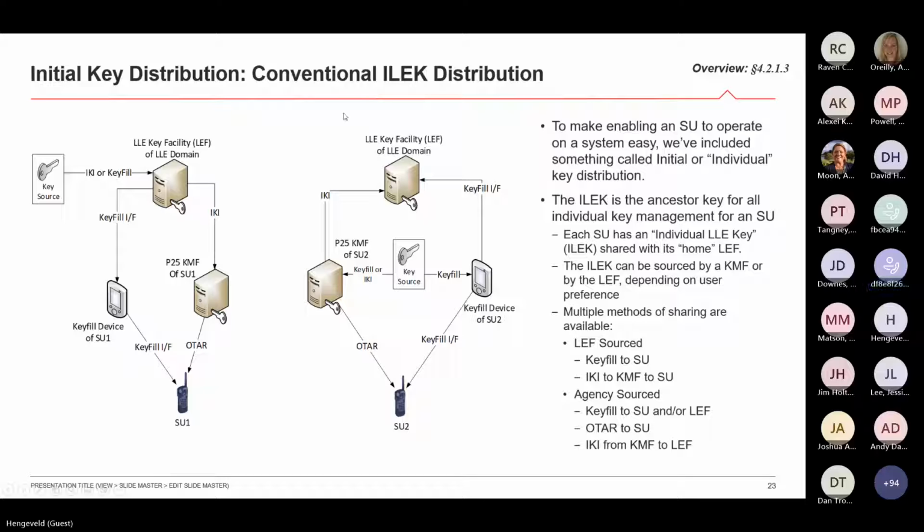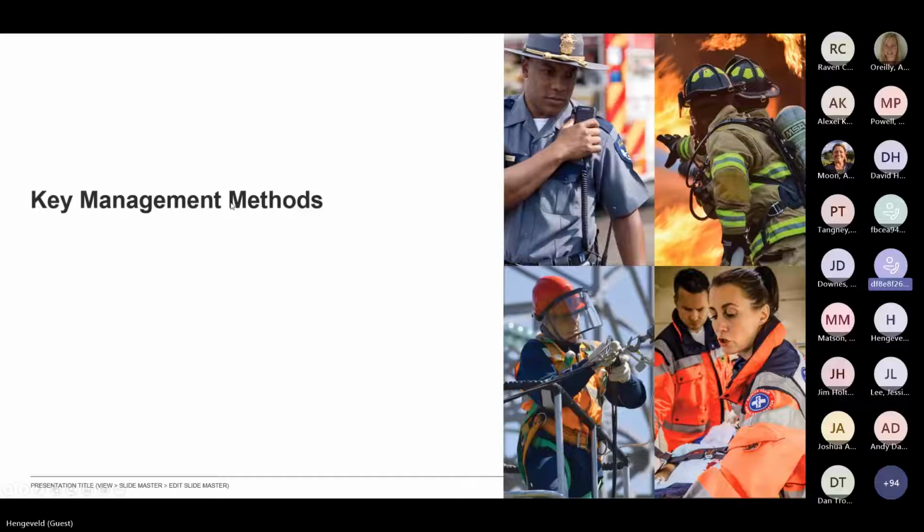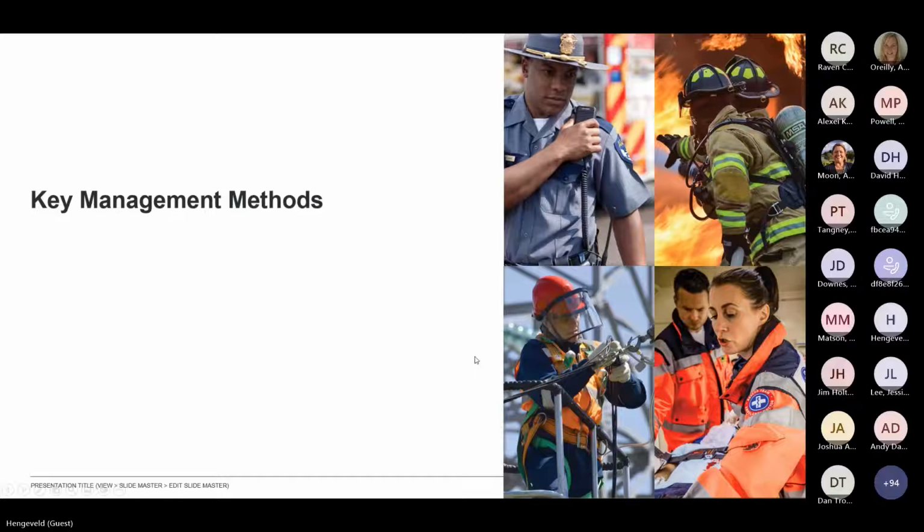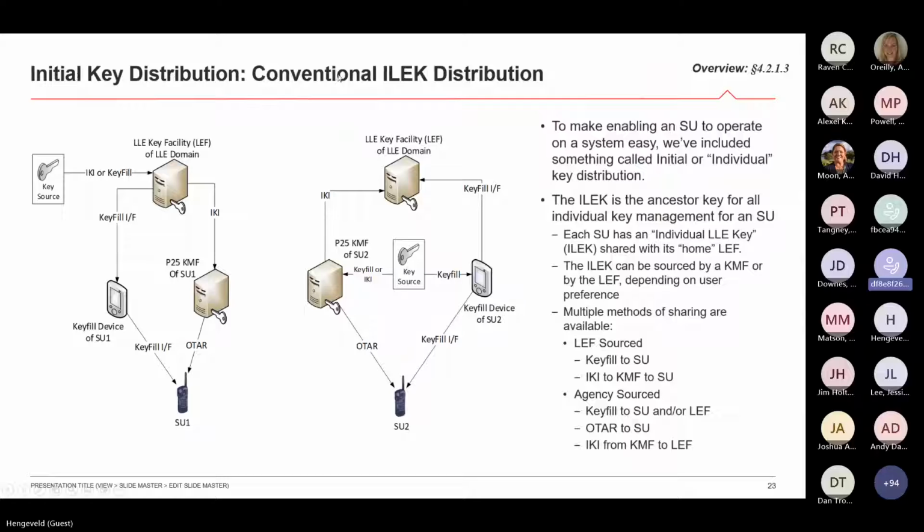So conventional, as I kind of suggested, this individual key is important both in key management and in initial enablement. The distribution of this initial key in a conventional system is by the usual means that we distribute keys. It's by key fill, it's by IKRI to a KMS that can do OTAR to the radio. Either way, it's getting the key to that radio.